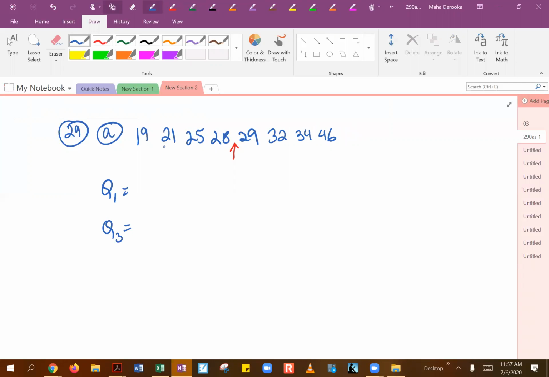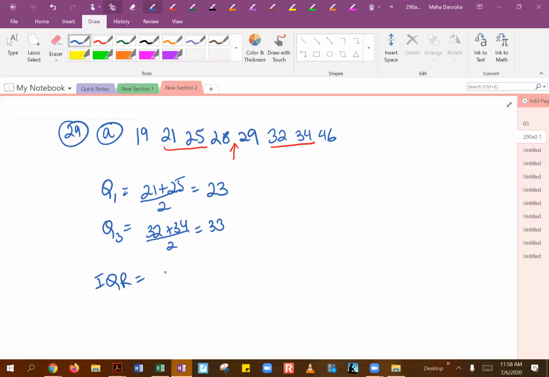Of course, that would be taking the average of these two numbers for quartile 1, so 21 plus 25 divided by 2, and that's the 23. Very good. And then same thing, taking the average of 32 and 34, divide that by 2, which would of course give us 33. Alrighty. Once you have these, we can of course go ahead and calculate our interquartile range.